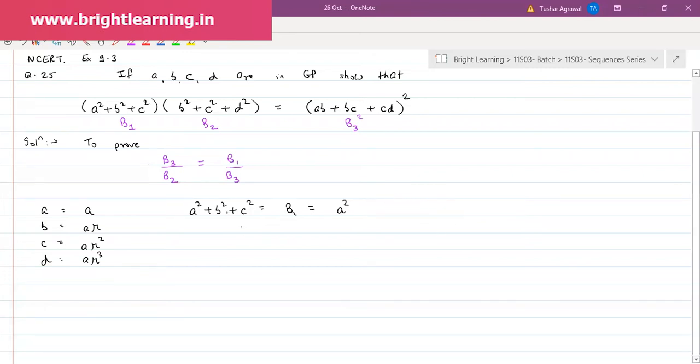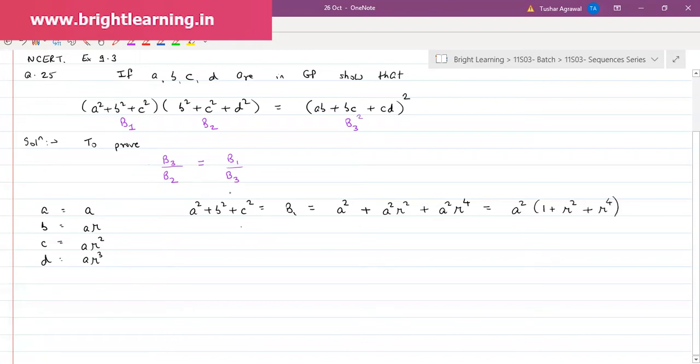Let me see. A square I have written as it is. What is B square? B square is A square R square. Yes or no? What is C square? Here is my C, A into R square, its complete square. A into R square complete square means A square R to the power 4. Correct? So I will now take A square as common. What remains in the bracket is 1 plus R square plus R to the power 4.